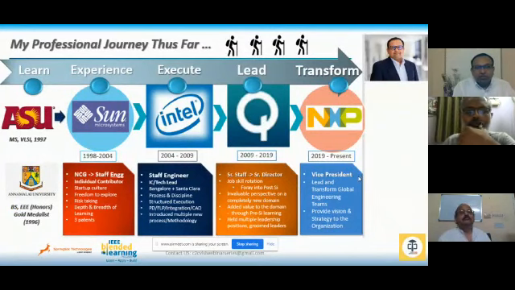Mr. Sriram already touched upon a few items on my professional journey, but I wanted to reiterate a few aspects of my career, from my learning to the experience part of it, the execution part of it, the leading aspects of it, and the transformational aspects of it, as I categorize my educational and professional journey thus far.